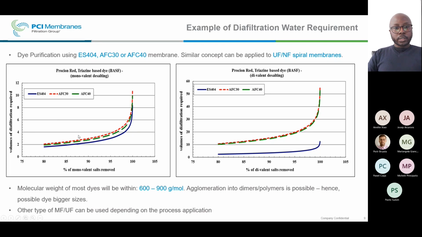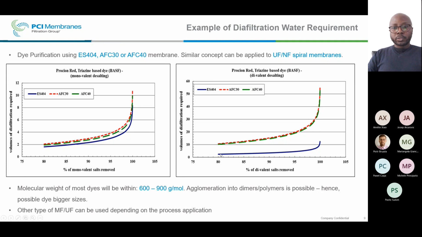So first and foremost, looking at the left-hand side with regards to monovalent salt that could be removed, so talking about sodium chloride, for example, by using either of these membranes, the amount of water that will be added varies to remove a certain percentage of salt from the solution. Of course, less water will be required when using the more open membrane type as compared to the tightest membrane type, AFC30.